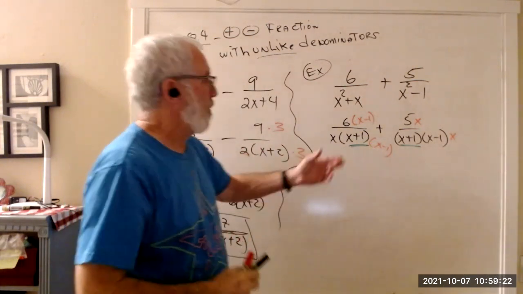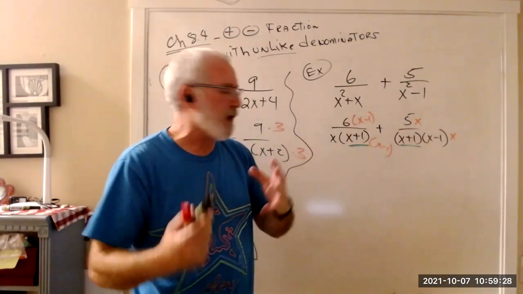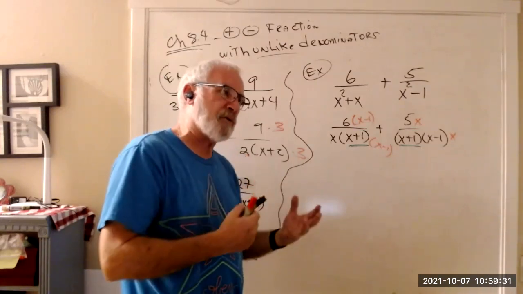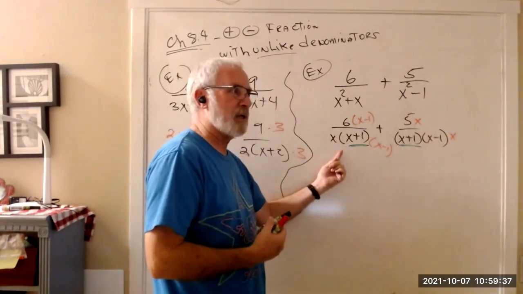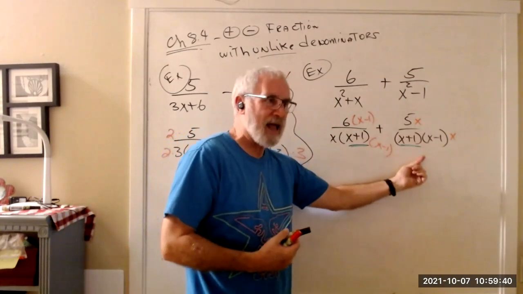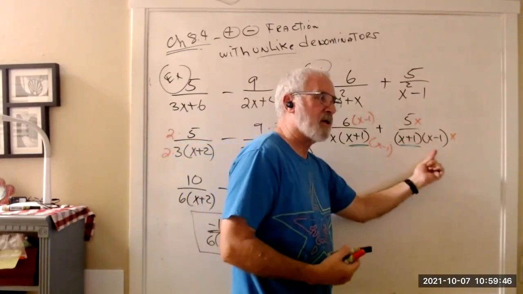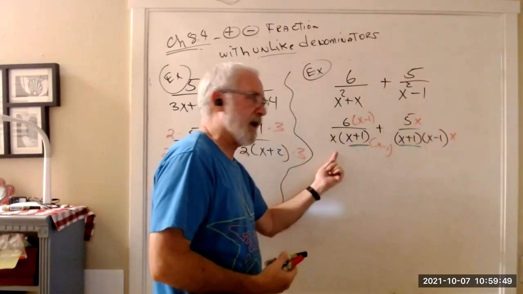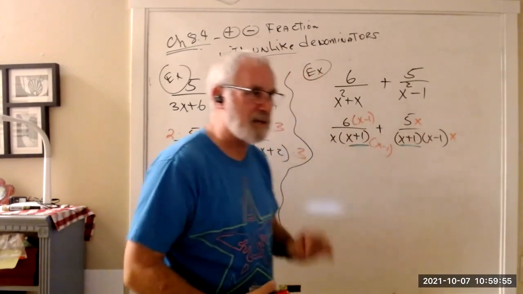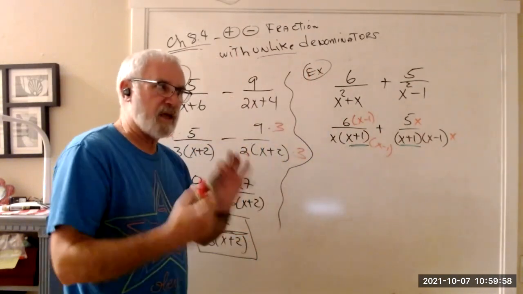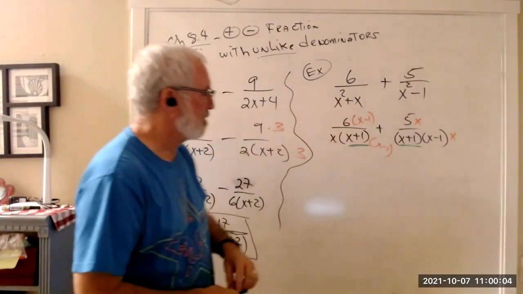After I factor the denominators, I can see how they have something in common and how they're different from each other. And so my question was, what was this denominator lacking that this denominator had? That was x minus 1. And then what was this denominator lacking that this denominator had? And that was the x. So that question, what was the denominator lacking, is critical. You have to ask that question. That's how you figure out what's missing.